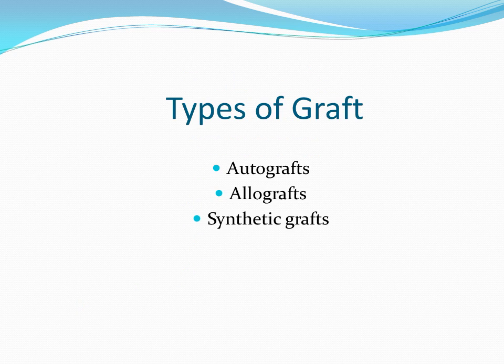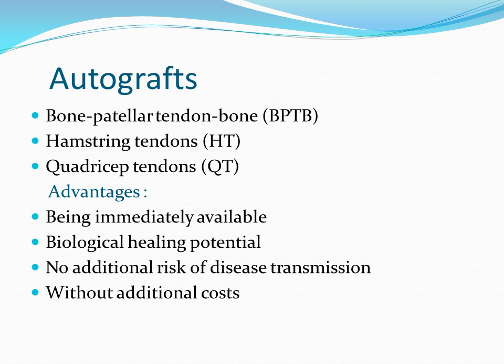Types of grafts. We have autografts, which are most commonly used, then allografts and synthetic grafts. What are the autografts? We have bone patellar tendon bone grafts, which are still considered the gold standard and which have stood the test of time. Then we have hamstring tendon grafts, which are becoming more and more popular at present. And we have quadriceps tendons, which are also a good choice, but at present are mainly used for revision ACL surgeries.